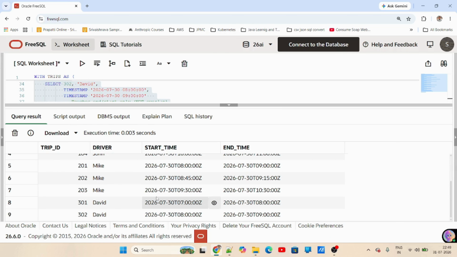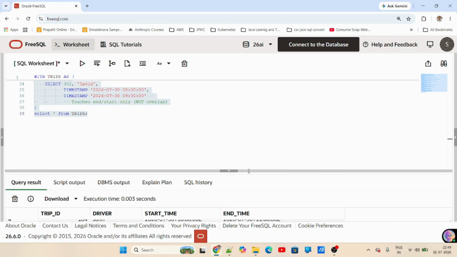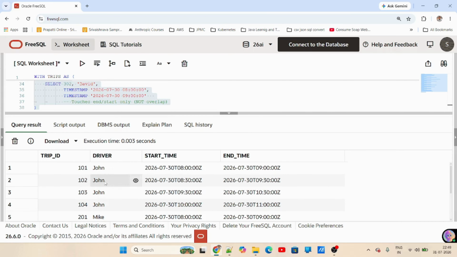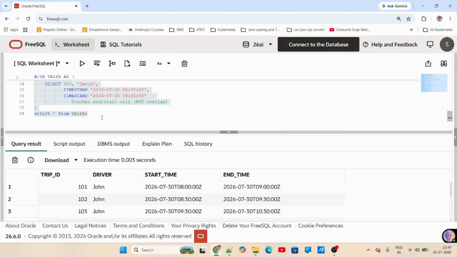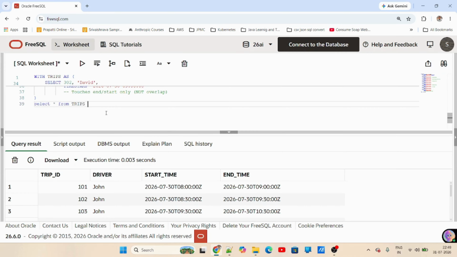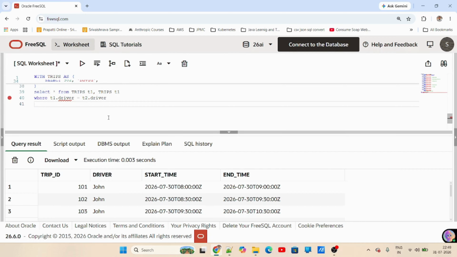So in this way, we need to find out which are the overlapping trips. That's the goal here. See, the common part is the driver. Driver is common, right? And all the data is within this table itself, so we will do a self join. The self join condition for us is driver, which is the common condition.